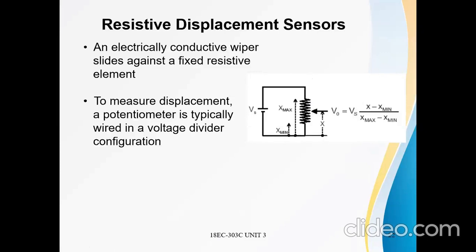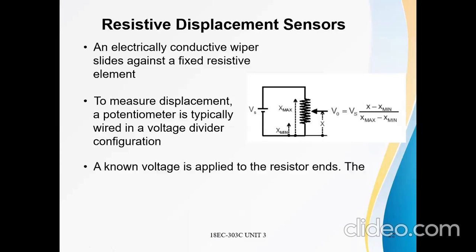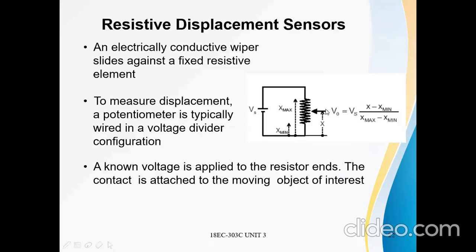To measure displacement, generally resistive displacement sensors are used. A potentiometer is typically wired in a voltage divider configuration. Here the principle is the voltage divider configuration. A known voltage is applied to the resistor ends. The contact is attached to the moving object. Generally, this wiper is attached to the moving object, that means whatever we need to measure the displacement of.